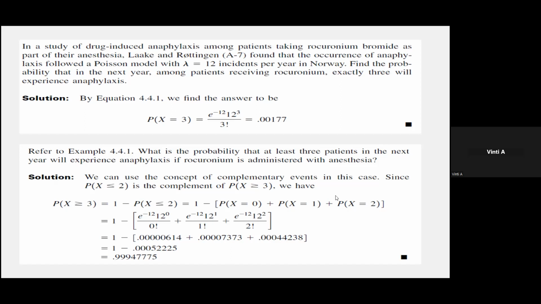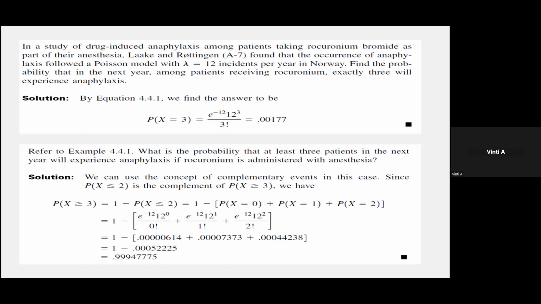Now if I look at another similar calculation, what is the probability that at least 3 patients in the next year will experience anaphylaxis if rocuronium is administered? Earlier it was only 3 patients. Now I am saying at least 3. So it can be 0, it can be 1, it can be 2. Sorry, at least 3 means it won't be 0, 1 or 2.